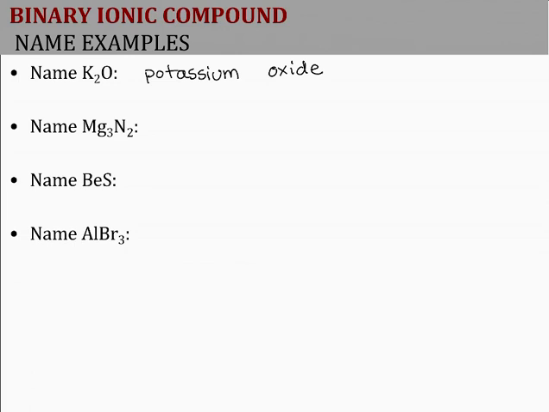Okay, so for our next example, we have magnesium and nitrogen as ions. So we're going to start by naming the metal ion, which is just magnesium. And then nitrogen, we said, will become nitride when it's an ion. All right, and then the next example, we have beryllium and sulfur as ions. So for this one, we're just going to name beryllium as usual, followed by sulfide.